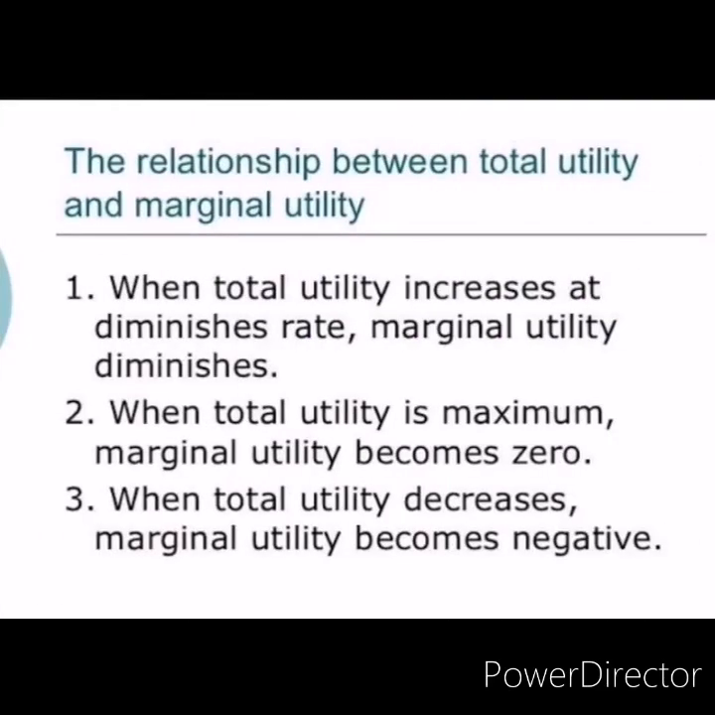So what is the relationship between TU and MU? When total utility increases at a diminishing rate, the marginal utility diminishes. Okay, at that time marginal utility falls, and when total utility is maximum, the marginal utility becomes zero, and when total utility decreases, the marginal utility becomes negative. So this is the relationship between total utility and marginal utility.